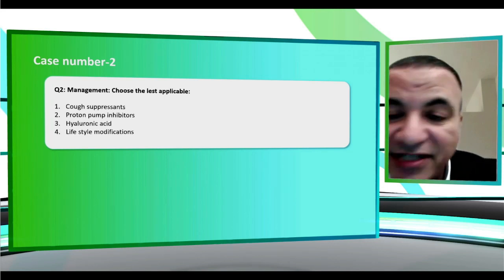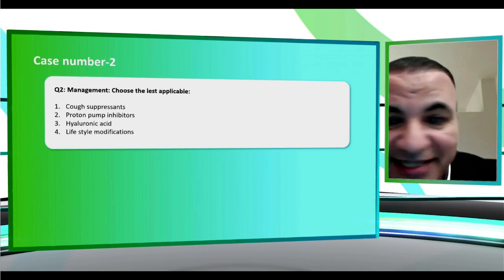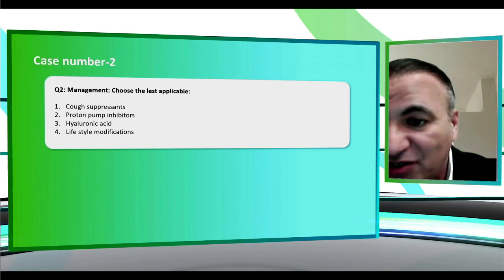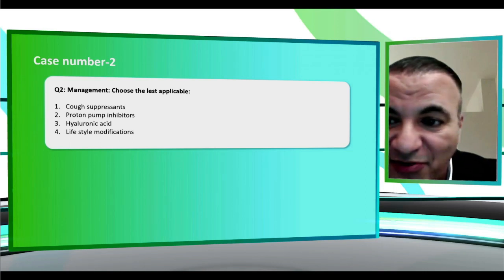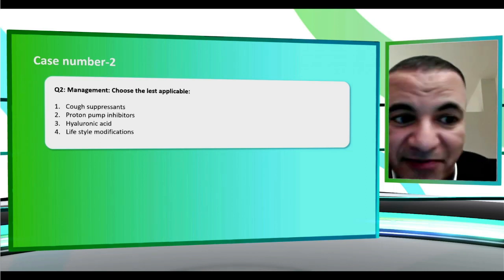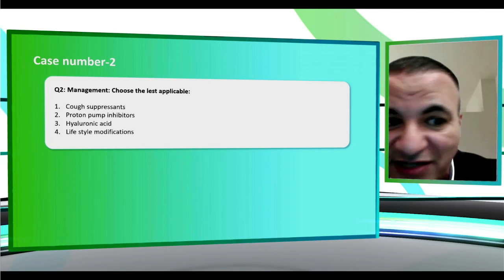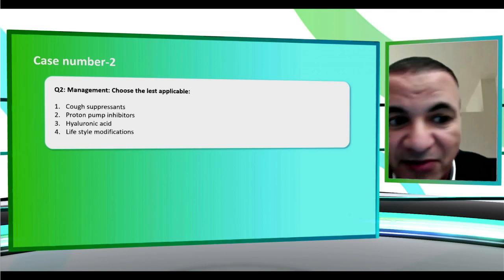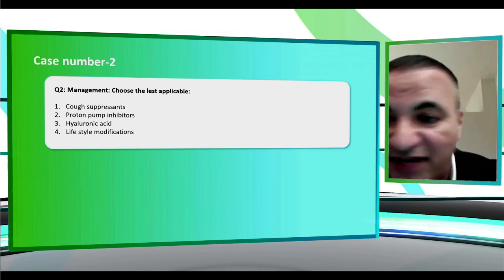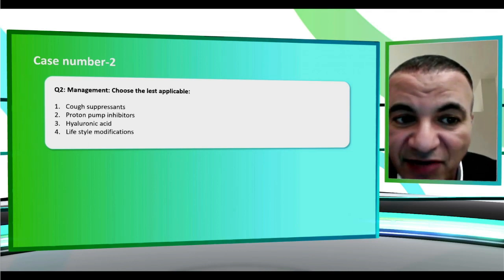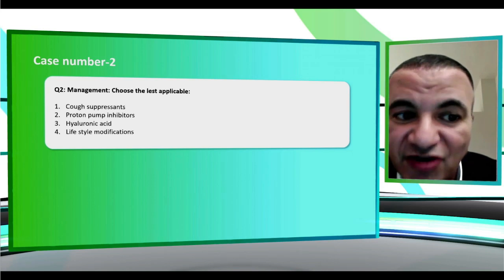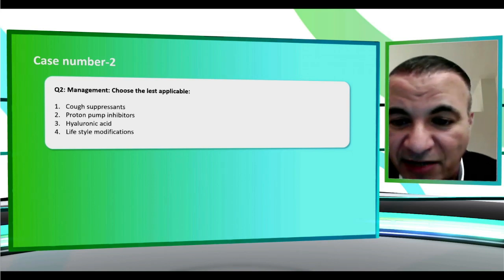By the way, I said choose the least applicable, not the most applicable. The least applicable, the one you should not give. Some were really confused. Many of them put proton pump inhibitor, although this is the first line of treatment. Also, a lot of people put cough suppressants. A lot of people put hyaluronic acid, and lifestyle modification was less. Three are applicable, one is not applicable.